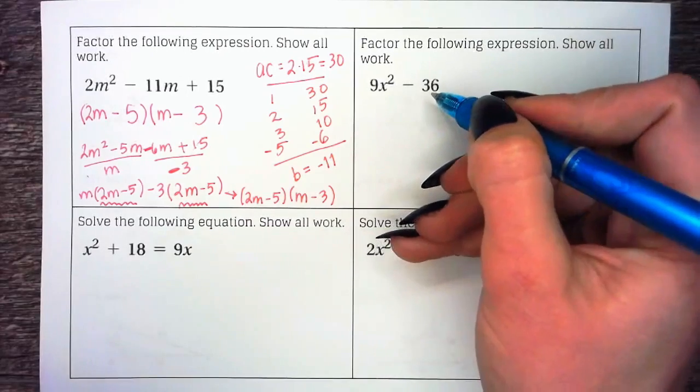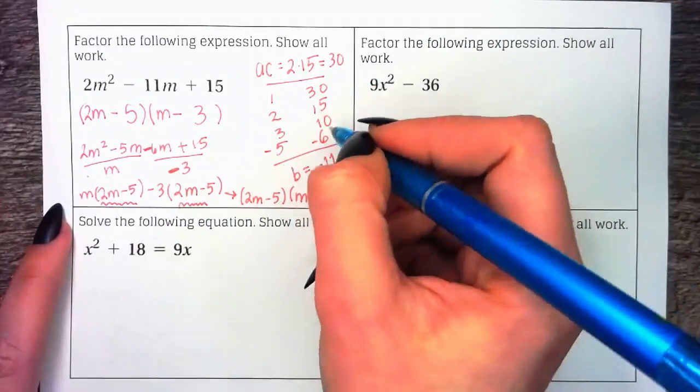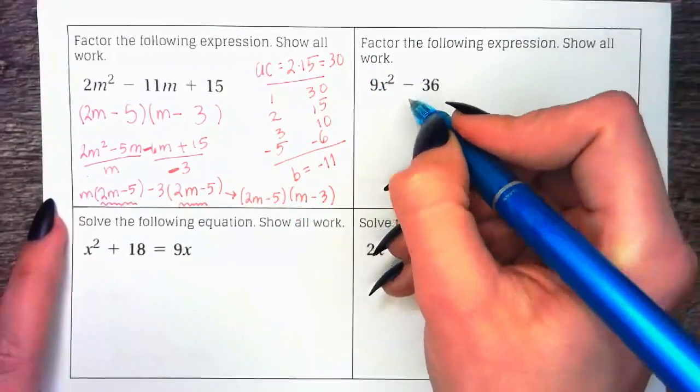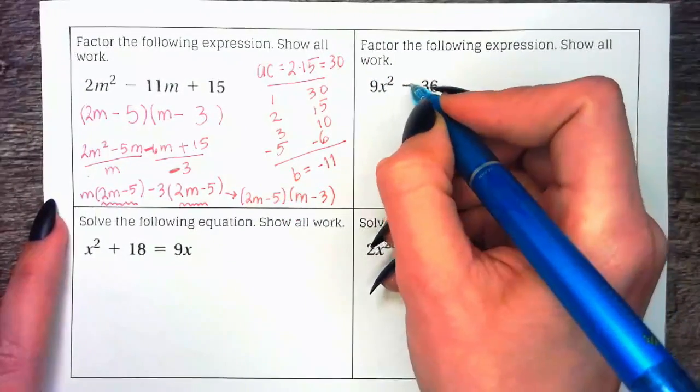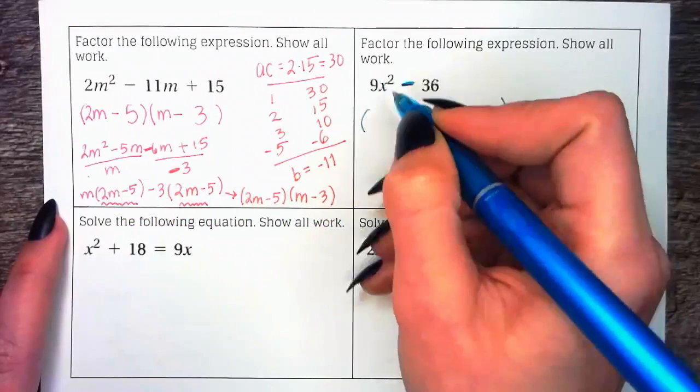Next, we have this special example, and this could also be looked at in two different ways. Well, really three. You could do the AC method, no thanks. We're really just going to remember that if you have no middle term and you have the difference of two squares, you can factor with conjugates. What's the square root of 9x squared?